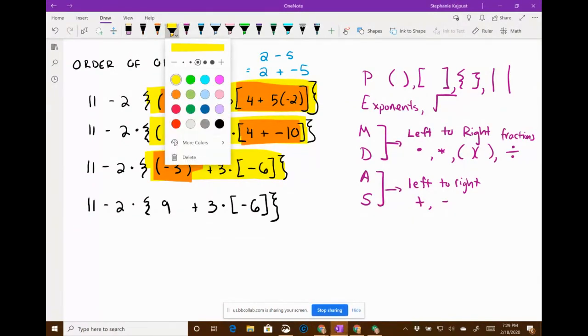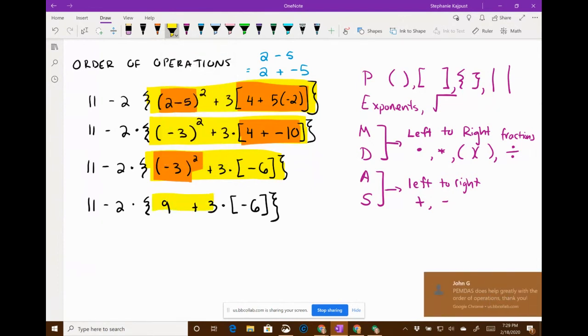So now I've still got my highlight here. Okay, John, you are saying PEMDAS does help greatly with the order of operations. Yes, remembering that acronym helps you remember what order to do things, but it is also important to remember that it's more than just parentheses, exponents, multiplication, division, addition, and subtraction, because we do have this left to right stuff going on.